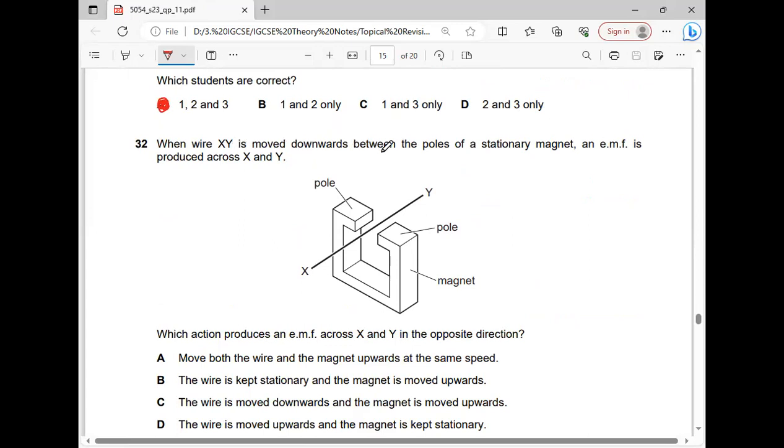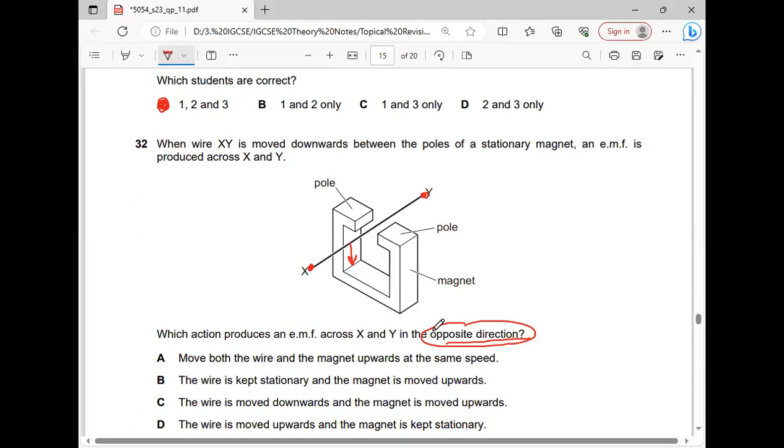Number 32. When wire XY is moved downward between the poles of a stationary magnet, an EMF is induced across X and Y. Okay, so it means EMF is induced over here. Which action produces EMF across X and Y in the opposite direction? Okay, in which direction was the rod moving? Okay, it was moving in downward direction. Now we have to reverse the direction of EMF.